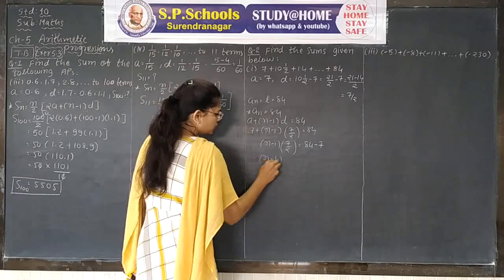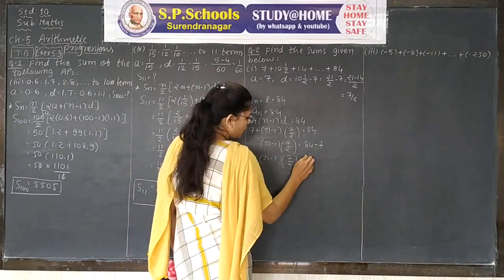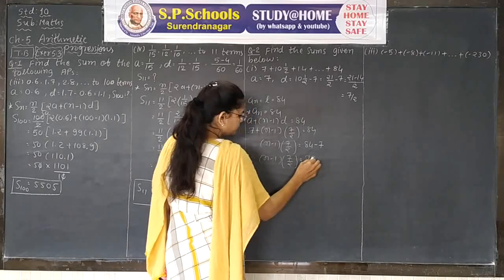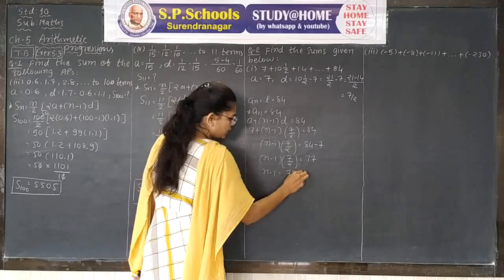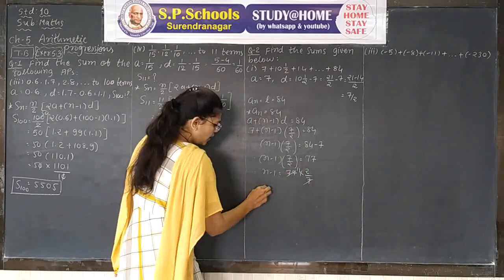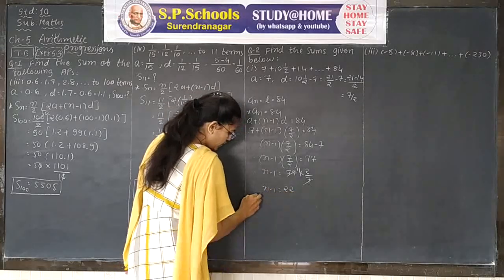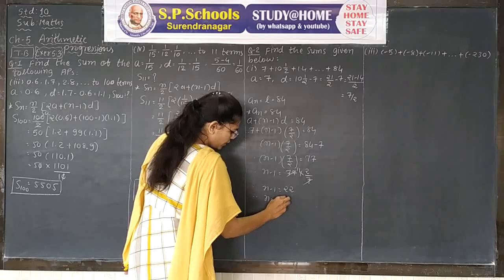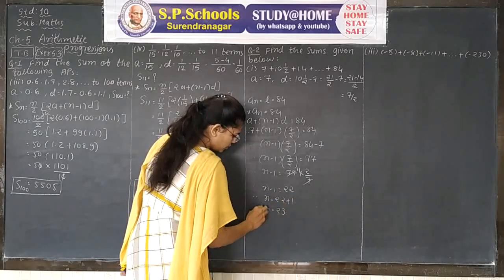(n minus 1) into 7 upon 2 as it is equal to 84 minus 7, which is 77. That's why n minus 1 is equal to 77 into 2 upon 7. Cut is possible, 11. n minus 1 is equal to 11 twos are 22. That's why n is equal to 22 plus 1, and n is equal to 23.